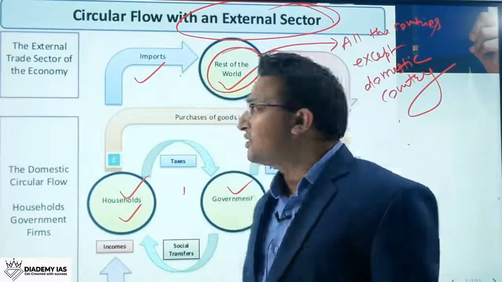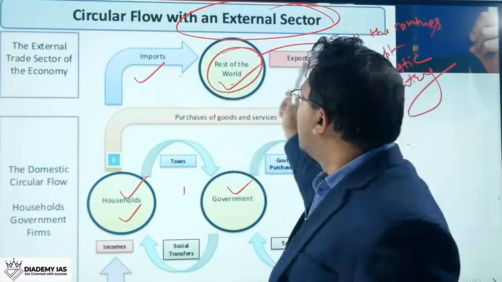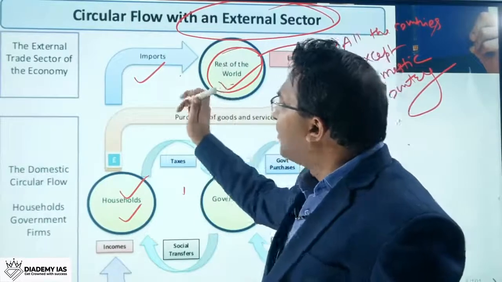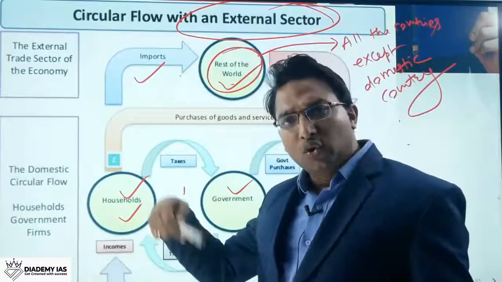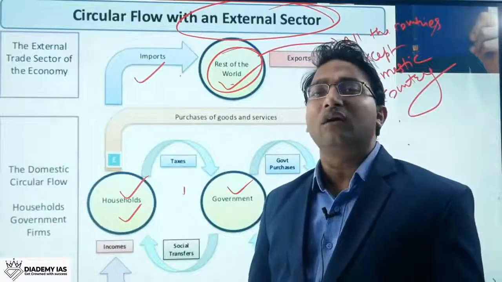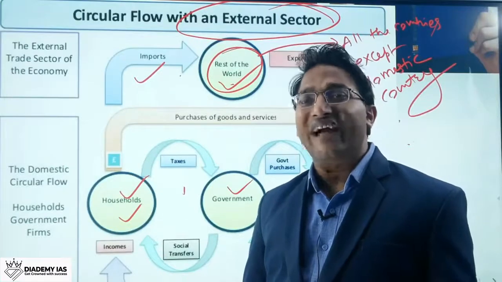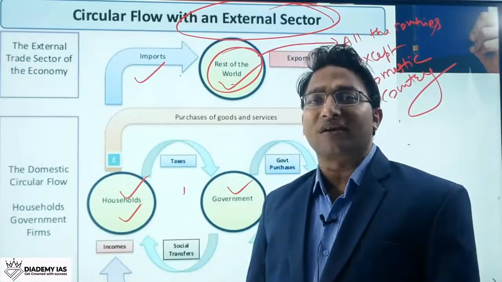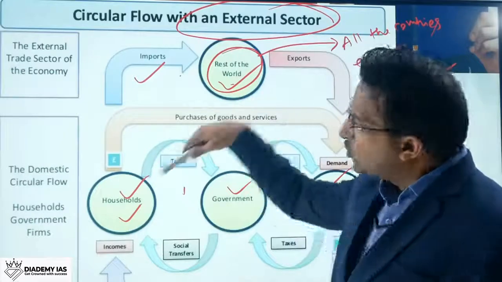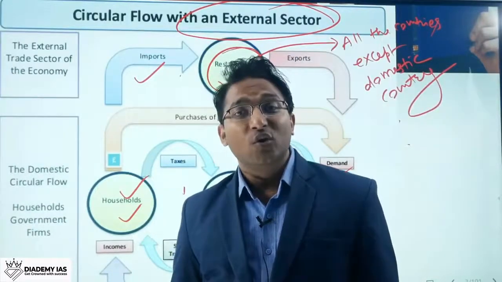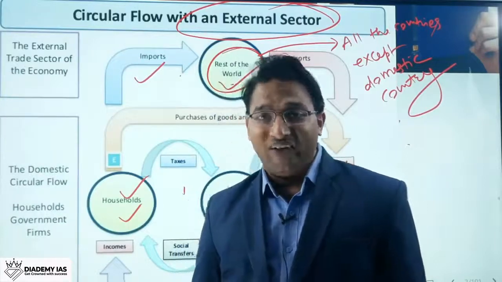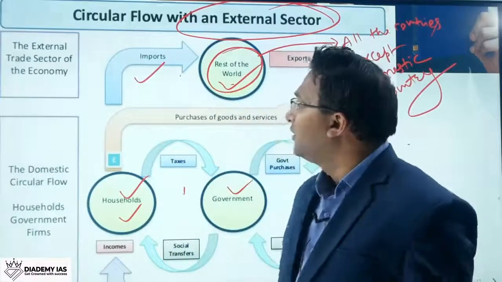So all the transactions which are happening with the rest of the world are either in the form of import or in the form of export, right? So we will be importing those items in which we are not good, we don't have good manufacturing, or our cost of production is high, and we will export those items where our cost of production is low or where we have very good domestic manufacturing facilities.